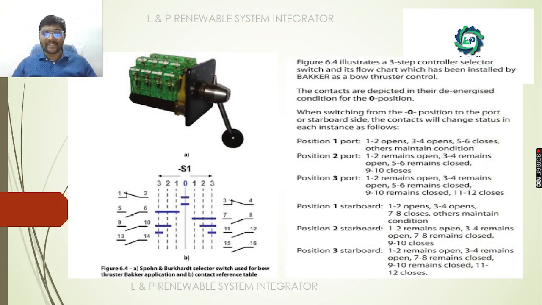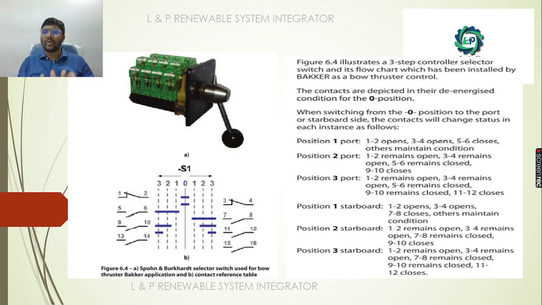This is another example of a switch which has more than 6 positions. It has a 3-step control selector switch. This is a flow chart which shows, at position 1, which contacts will be closed and which contacts will be open. Those details are given here clearly.